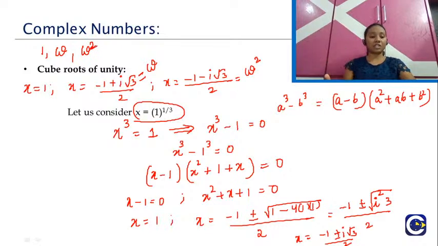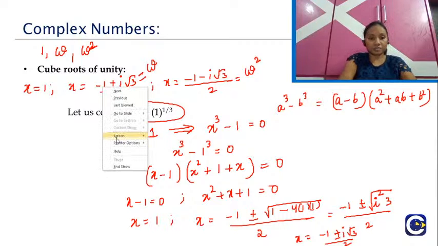So you might have a doubt about why we are representing this by omega square. This is actually our root omega. If we square this, we end up having our other root. So let's give it a try here. Let me erase this part.